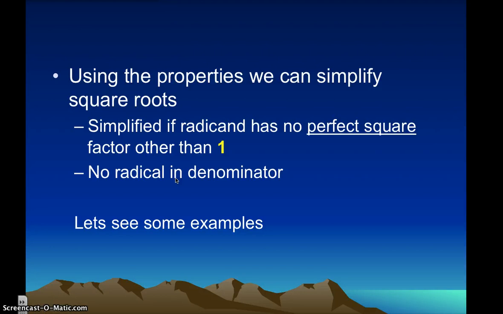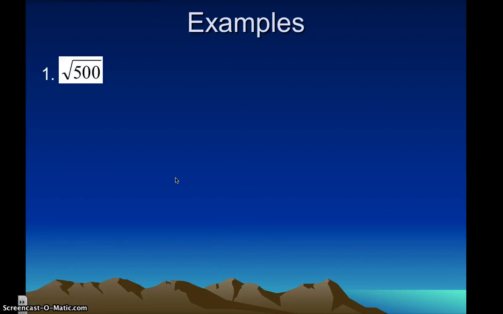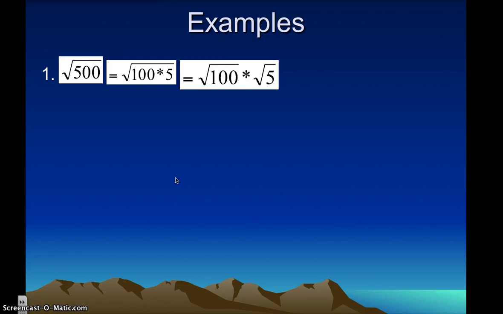Okay, so here's some basic examples. Example 1: here we have the square root of 500. Obviously this can be reduced, so we need to figure out what perfect square goes into 500. Hopefully, right away, you could think of 100 times 5, because 100 is a perfect square. So we break it up: the square root of 100 times the square root of 5. The square root of 100 is 10, so we get 10 times the square root of 5, because 5 can't reduce anymore. There's no perfect squares that go into 5.